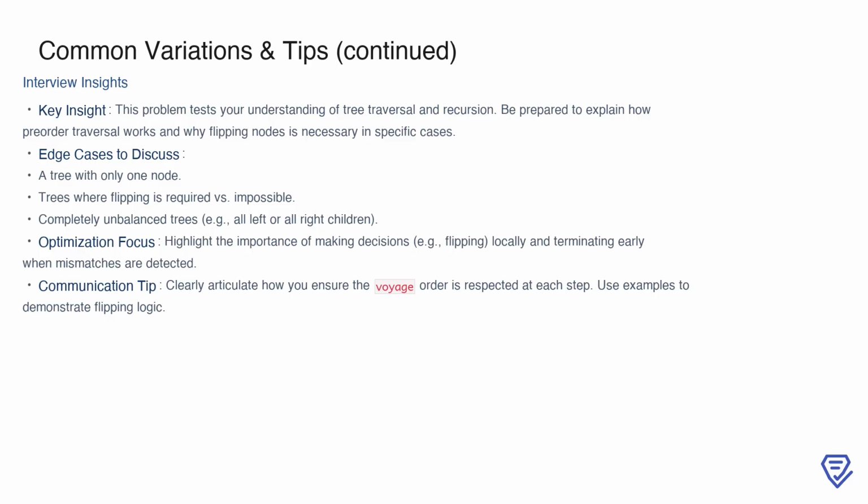In an interview, you should be ready to explain how preorder traversal works and why flipping nodes is necessary under specific conditions. Be prepared to discuss edge cases, such as a tree with only one node, scenarios where flipping is either required or impossible, and examples of completely unbalanced trees. Optimization is another critical focus area. Highlight the importance of making decisions, like flipping, locally and terminating early when mismatches occur. Finally, communication is key. Clearly explain how you ensure the Voyage order is respected at each step, and use examples to demonstrate how flipping aligns the structure with the preorder sequence.